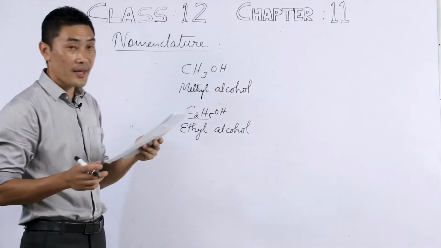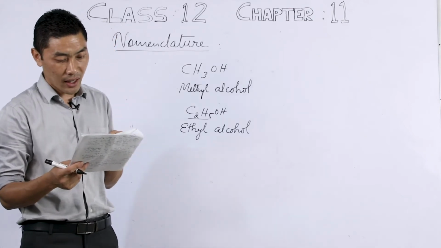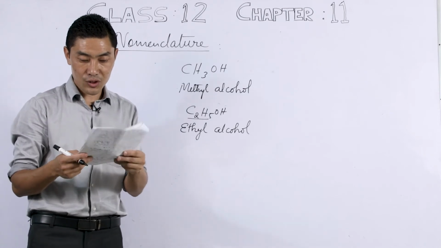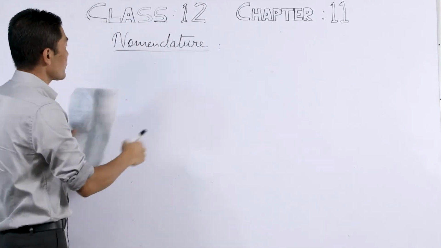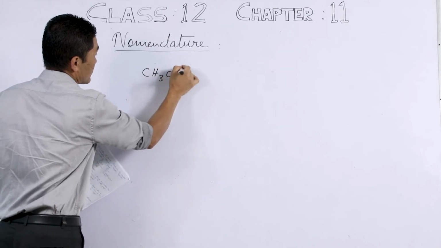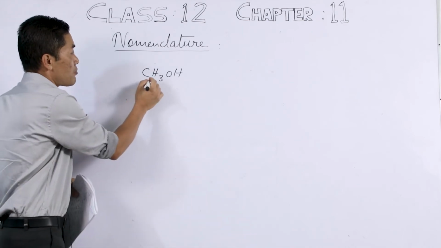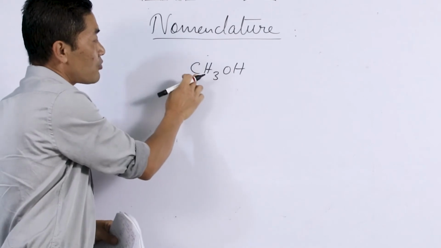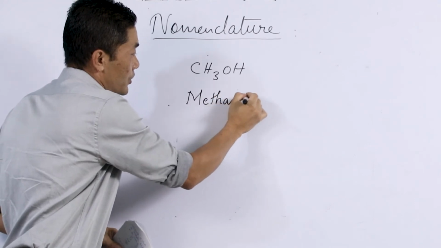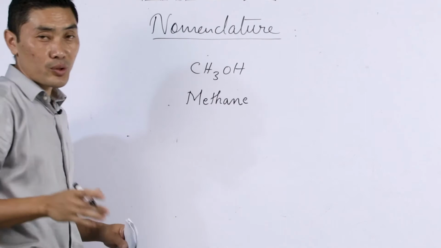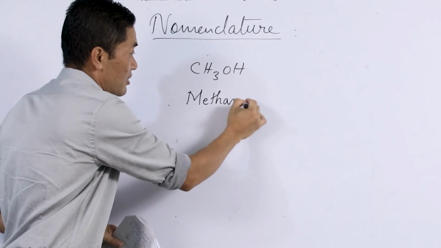In the IUPAC system, the name of an alcohol is obtained by replacing the last letter E in the name of the parent alkane, alkene or alkyne by the suffix OL. Let us see how this is done. Once again, let us take this CH3OH. Here, first we write the name of the parent hydrocarbon. Here we have only one carbon, so this will be a derivative of methane. Now, the name of the parent hydrocarbon is methane. When we write the IUPAC name of these alcohols, the last letter E is replaced by the suffix OL.